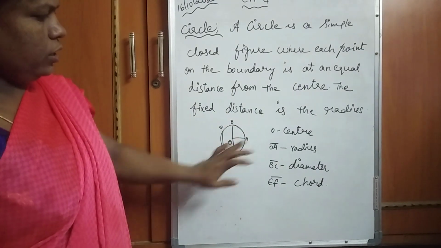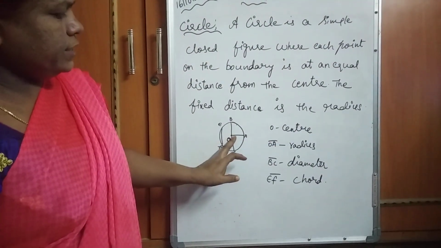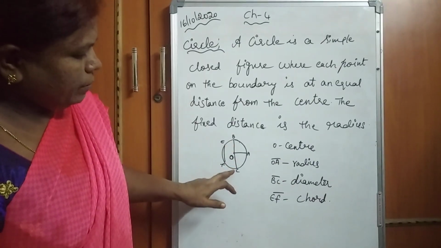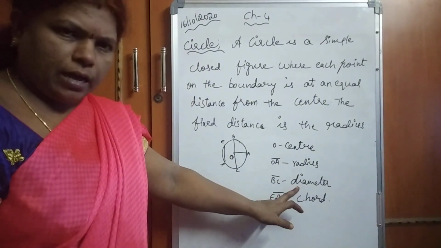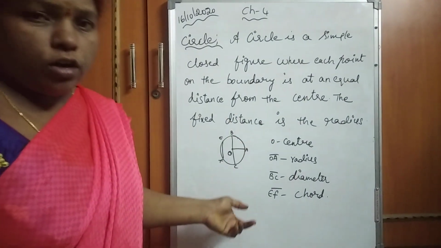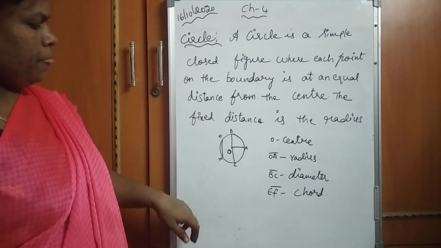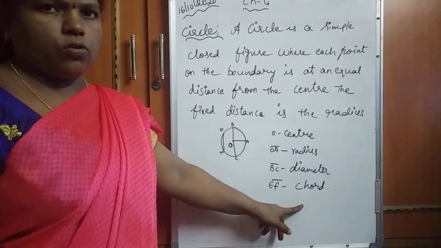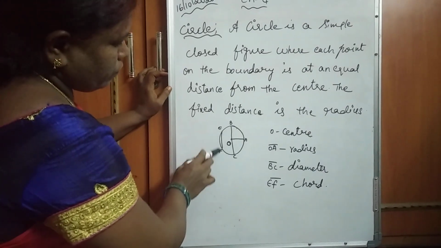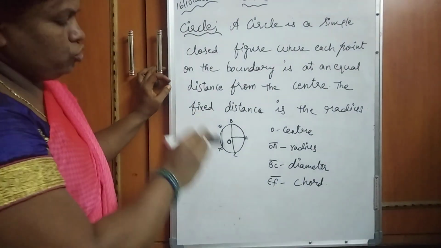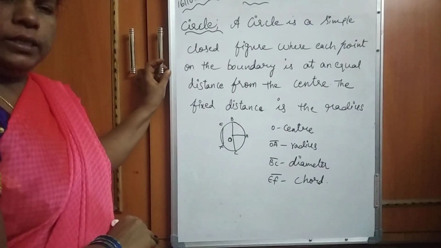Here what I have drawn here, O is center. The line segment OA is called radius. The line segment BC is called as diameter as it passes through the center. Diameter is also called as longest chord. Then EF is called as chord. Chord means what, children? Which joins any 2 points on the circle.